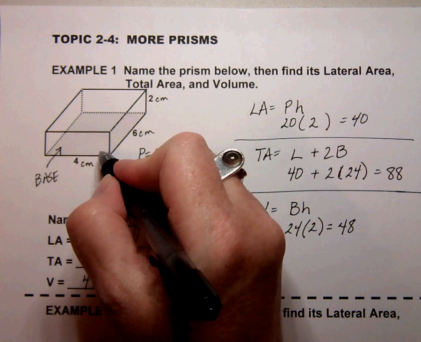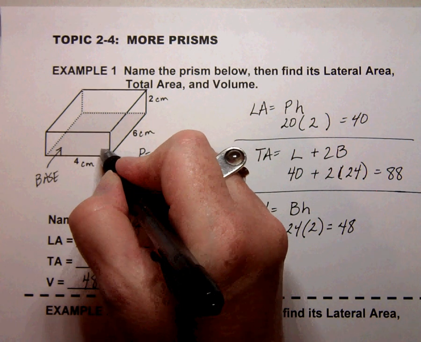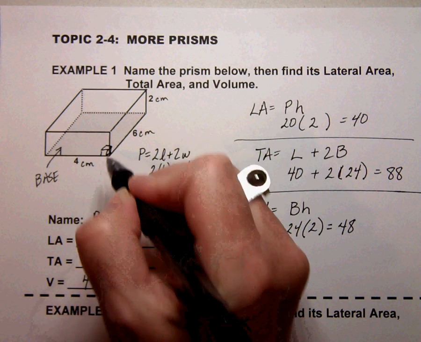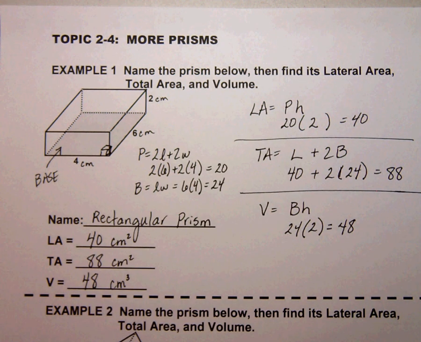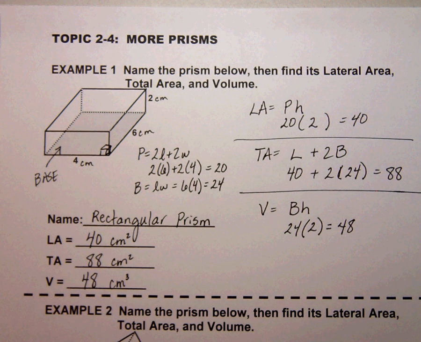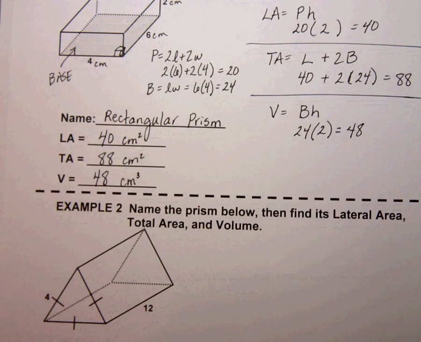Let me kind of sketch a little cube in here to show you that. If you were going to put a cube inside here, that means you could put 48 of them inside there if they were all cubic centimeters.